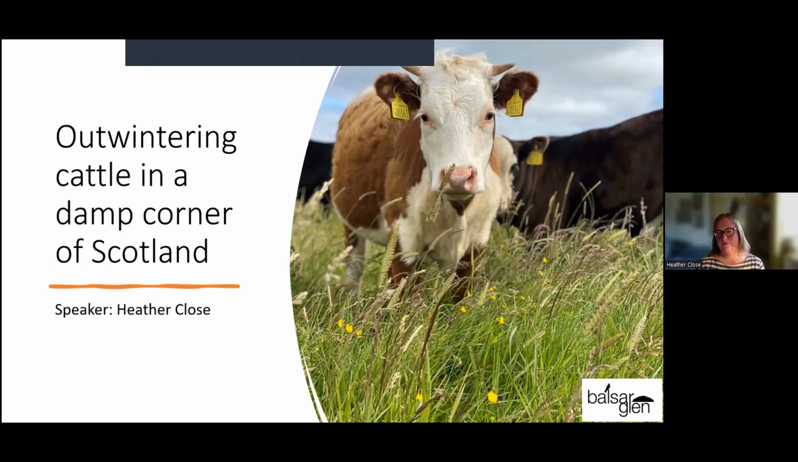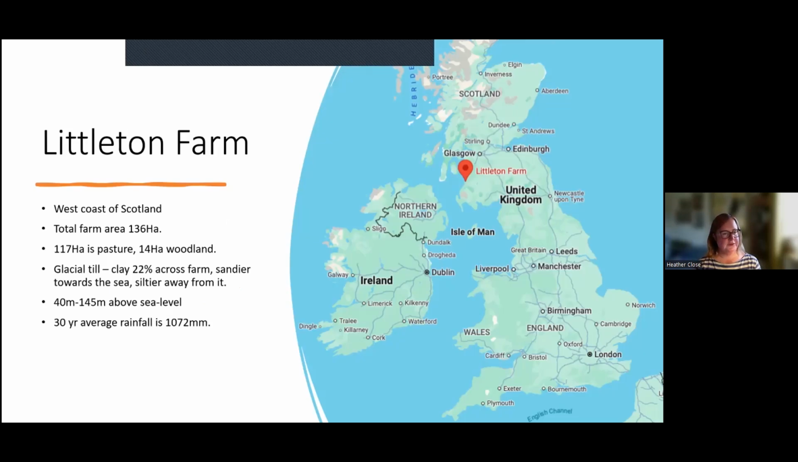So this is one of our wee Hereford heifers. You can see where we are on the screen, just on the west coast. The total farm is 136 hectares. Grazing is 117, and we have about 14 hectares of woodland. The ground is soft but deep and quite fertile. It's got 22% clay, so it's not too bad, but it's soft enough. And we're a bit sandier towards the sea and a bit siltier away.